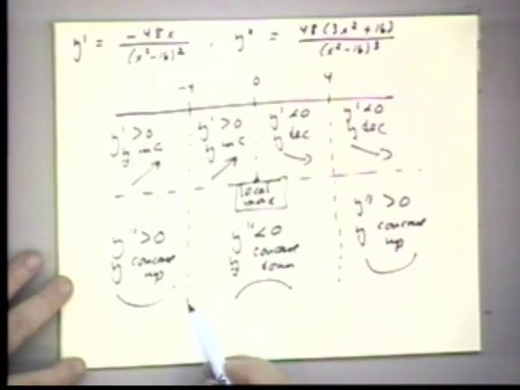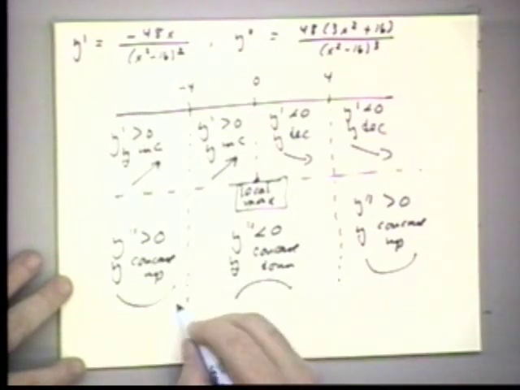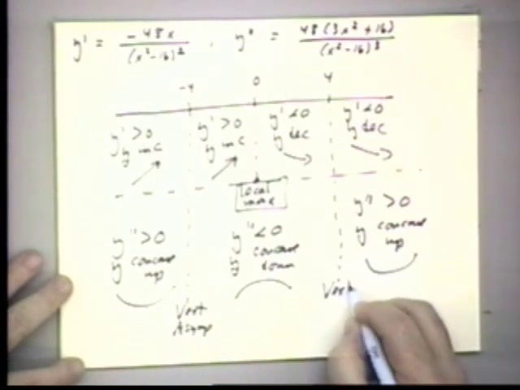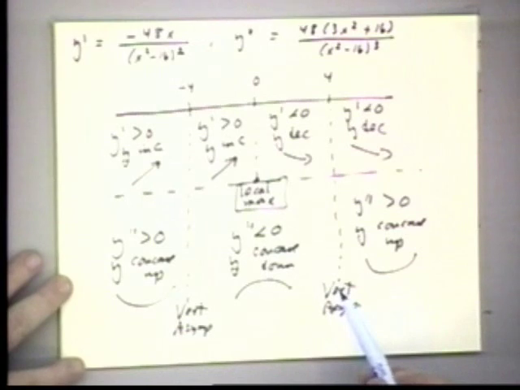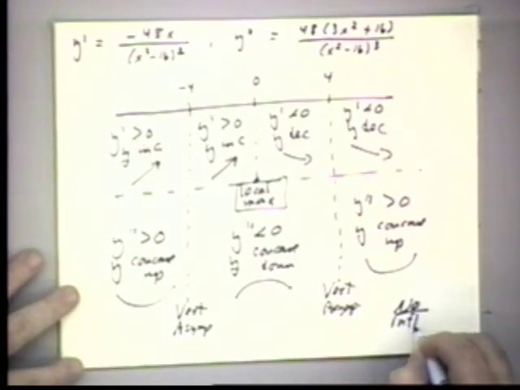Now, you're tempted to look at these two places where the concavity changes and say, these are inflection points, but that would be wrong. What they are are vertical asymptotes. And as vertical asymptotes, there is no value of the function there. So although they are changes of concavity, true, they are not points on the curve and so cannot be inflection points. In fact, therefore, there are no inflection points on this curve.